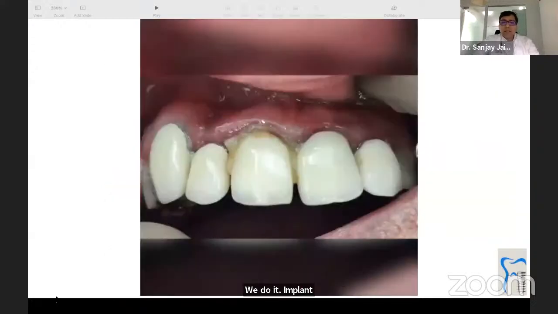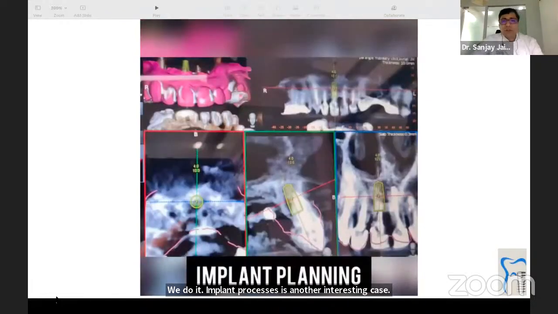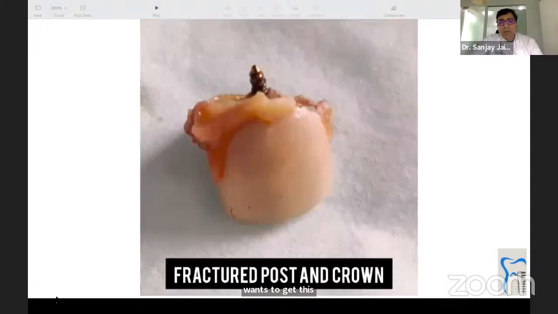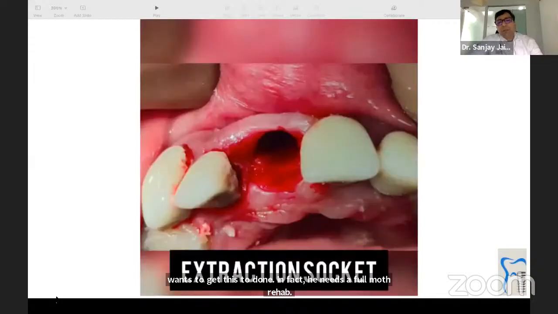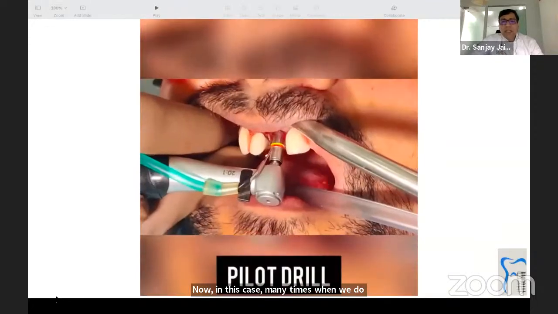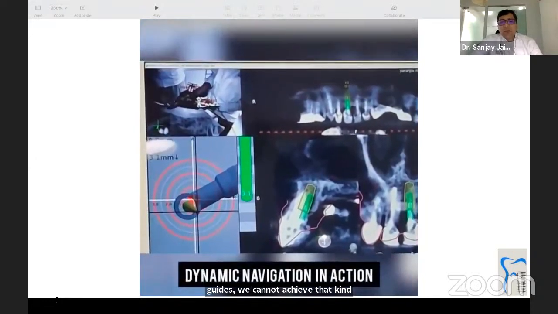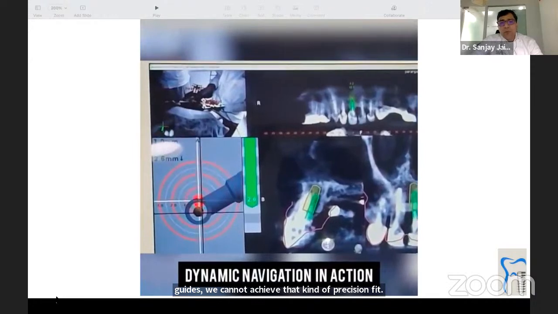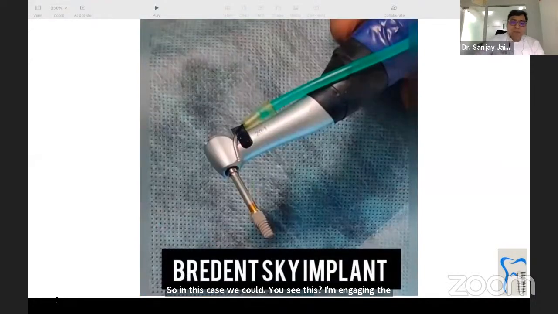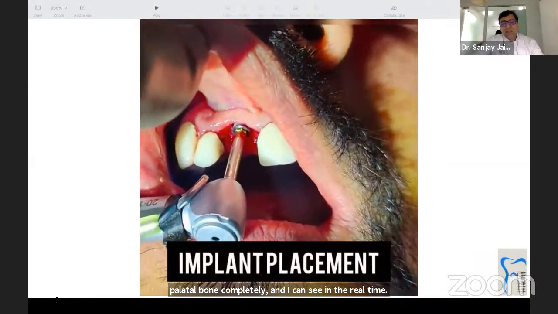There's another interesting case. This patient walks to us from Australia. He says he wants to get this tooth done. In fact, he needs a full mouth rehab. But when we took this tooth out, this is how the picture was. Now, in this case, many times when we use static guides, we cannot achieve that kind of precision fit. So in this case, we could. You see this, I'm engaging the palatal bone completely, and I can see in real time. So we went ahead and placed the implant in exactly the right 3D position.